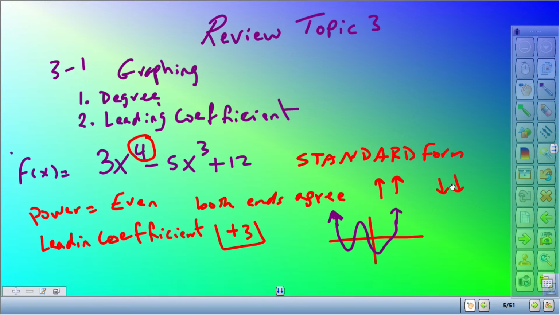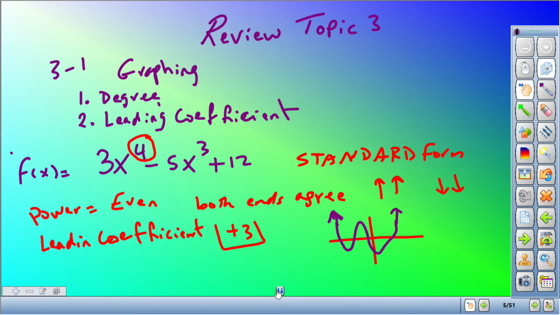What tells me if they're going to go up or down is the leading coefficient. If the leading coefficient is positive, both of them are going to end positive, happy. If the leading coefficient is negative, then both will end negative. Okay, so that's the first thing.